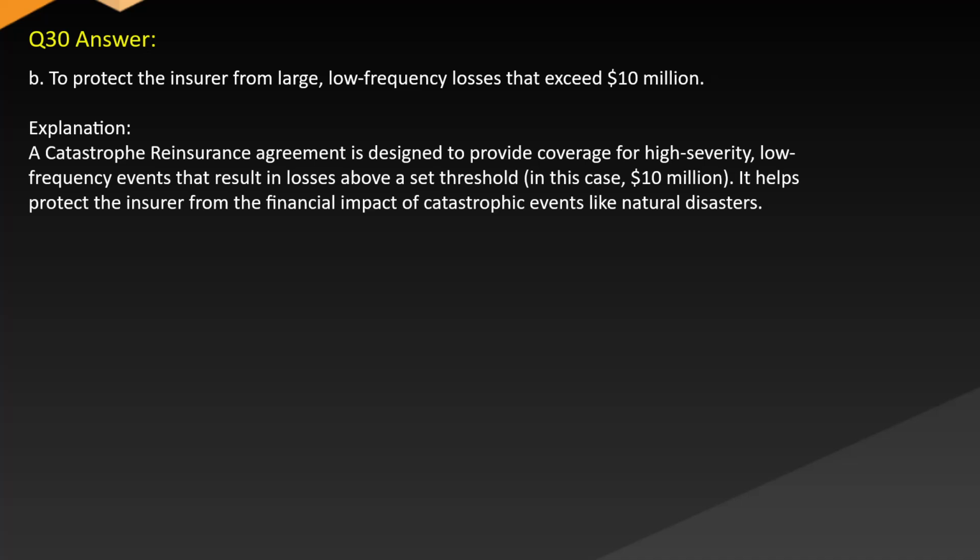Answer: B. To protect the insurer from large, low-frequency losses that exceed $10 million. Explanation: a catastrophe reinsurance agreement is designed to provide coverage for high-severity, low-frequency events that result in losses above a set threshold, in this case, $10 million. It helps protect the insurer from the financial impact of catastrophic events like natural disasters.